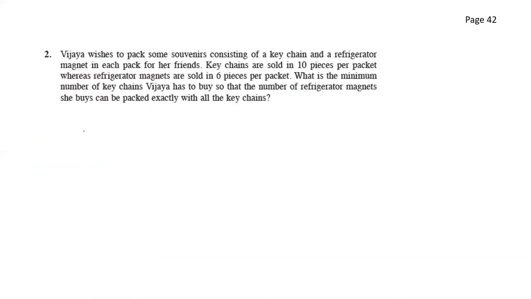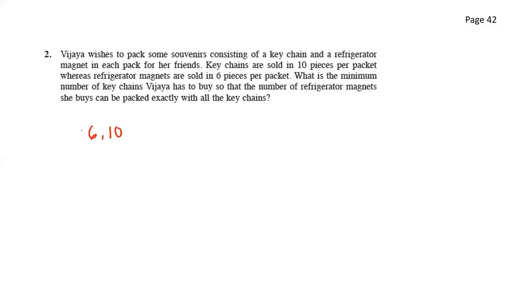Next, Vijaya wishes to pack some souvenirs consisting of a keychain and a refrigerator magnet in each pack for her friends. Keychains are sold at 10 pieces per packet, whereas refrigerator magnets are sold in 6 pieces per packet. What is the minimum number of keychains Vijaya has to buy so that the number of refrigerator magnets she buys can be packed exactly with all the keychains? So here we'll find the common multiple again.